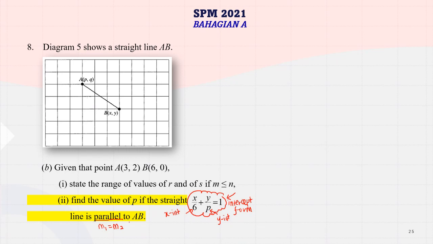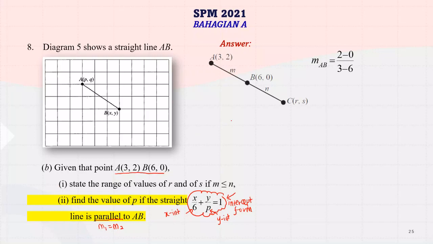This straight line, this intercept form, is parallel to AB. AB has been given the coordinates. Okay, when we have two coordinates, definitely we can find the gradient. So let's look at the solution. We have to find MAB. It is equals to 2 minus 0 over 3 minus 6. You get negative 2 over 3. And this is the gradient of AB, which is equal to this one, M1. Let's put this as M1.